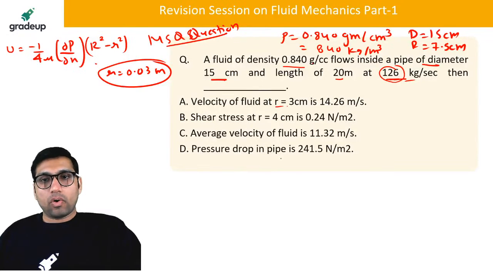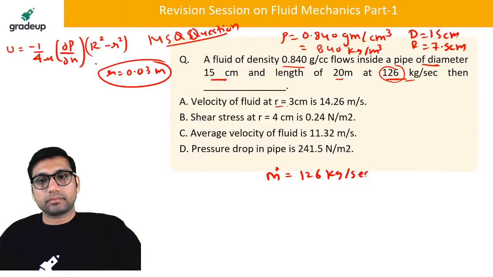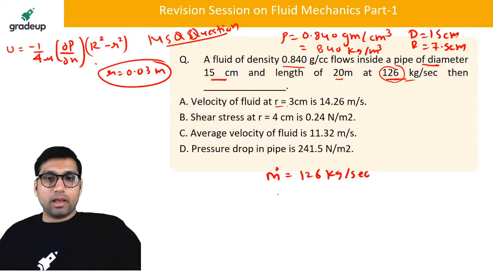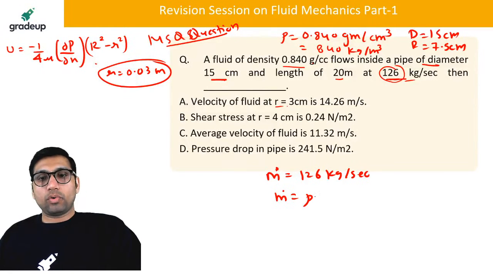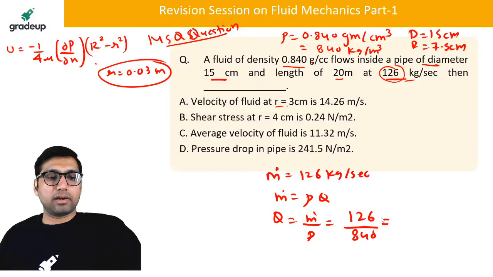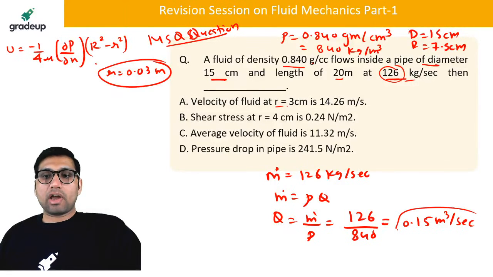Now the mass flow rate is equal to 126 kg per second. Mass flow rate is equal to rho into Q, so Q will be equal to mass flow rate divided by density. You will be getting 126 divided by 840. Discharge will be equal to 0.15 meter cube per second. So from here you have got the discharge.